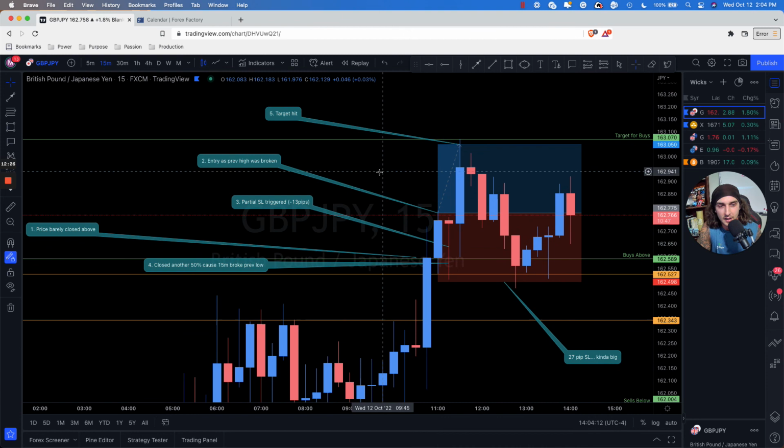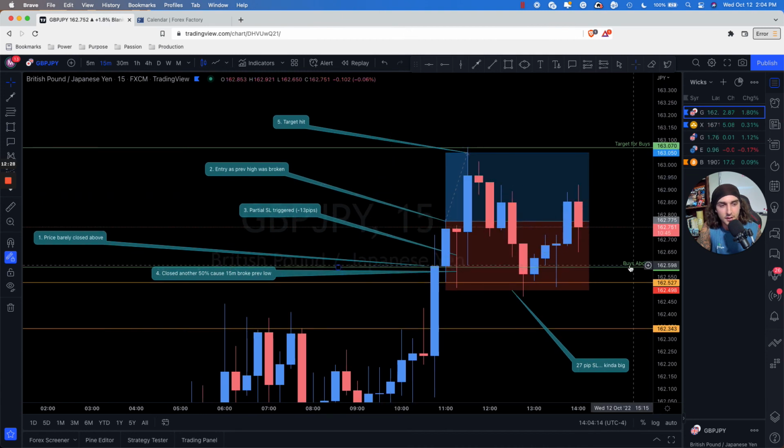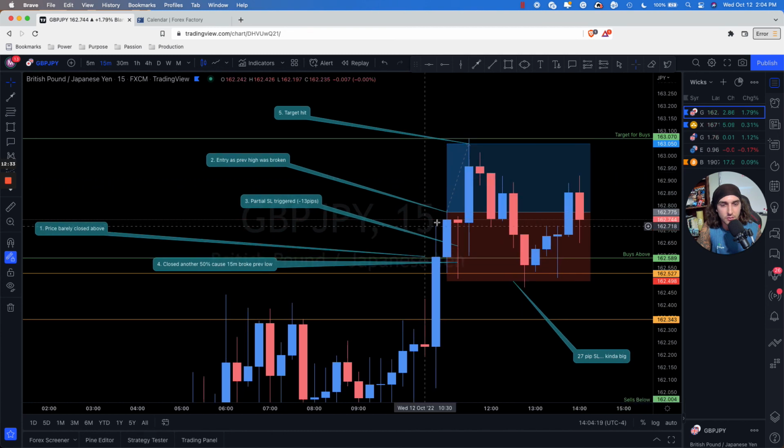But yeah, I think I covered everything here. That should cover what it means when it says buys above, and also how I took this trade, how I could have done better, and so on.